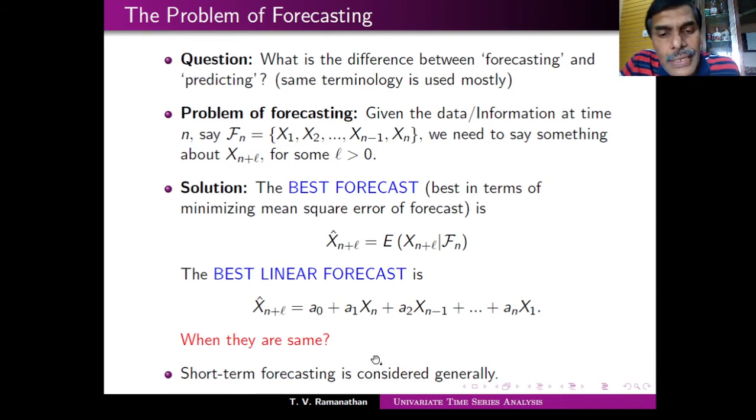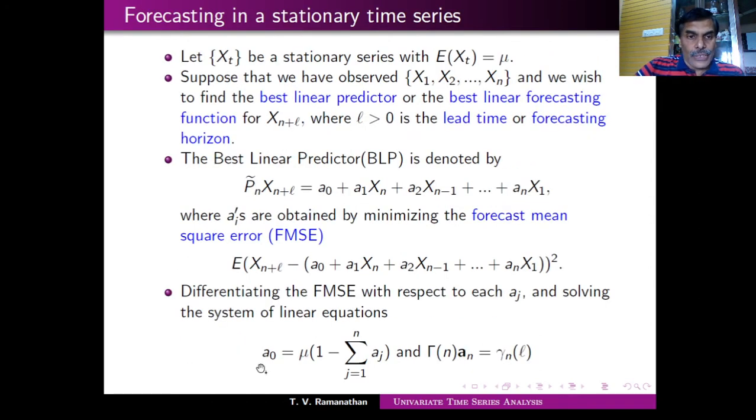You may want to ask the question why, how, if it is not equal. So that is where we try to test the normality of the data. If it is normal, then it will be equal to this, because the best predictor will be a linear function of the given observations, and these coefficients are obtained in such a way that this error square, that means the forecast mean square error, the expected value of this, is minimum.